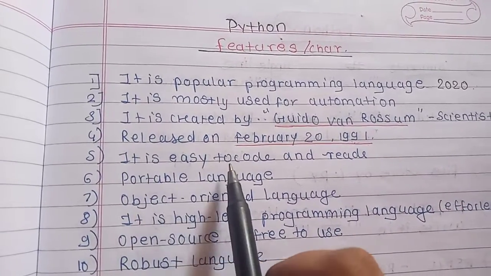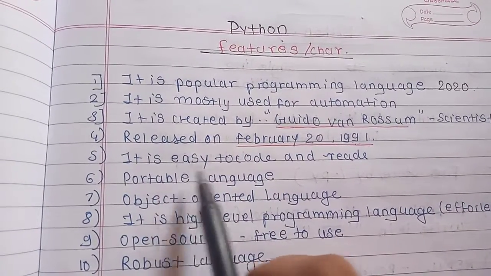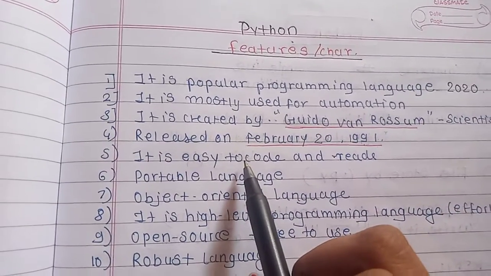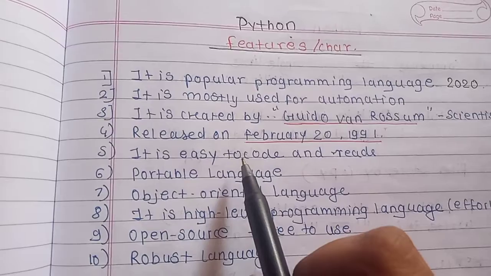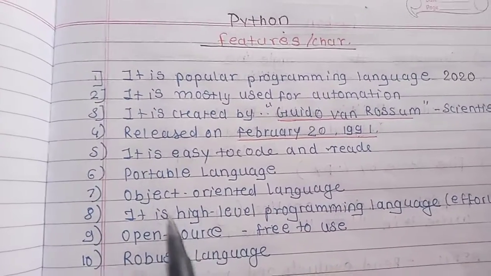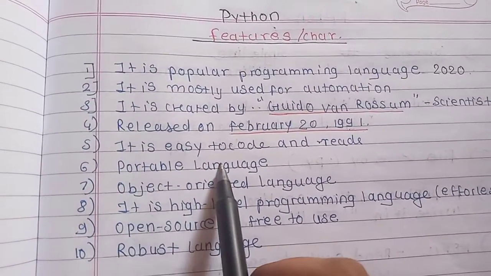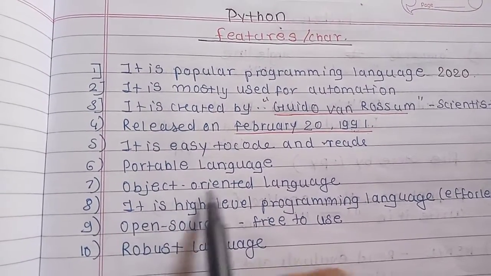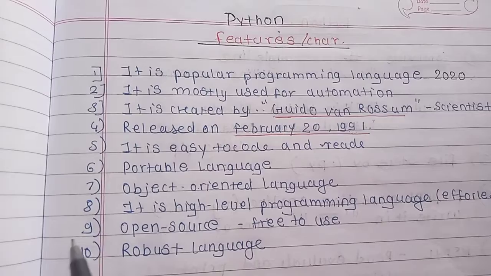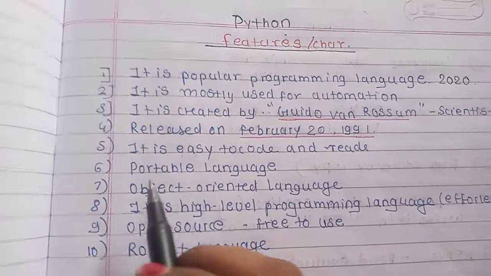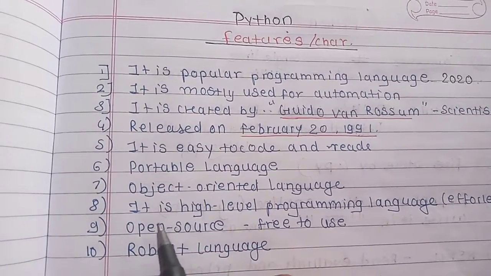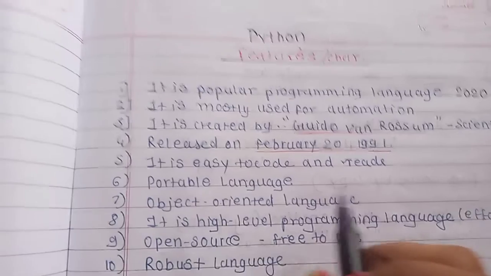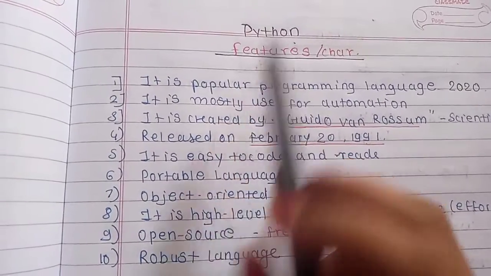Fifth feature is it is easy to code and it is an easy to read language, because the syntax for the Python is very easy as compared to C and Java languages. It is a portable language, as you can know. Then it is an object oriented language, which provides various framework libraries in the Python, and the whole of object oriented programming we can also write in the Python language.